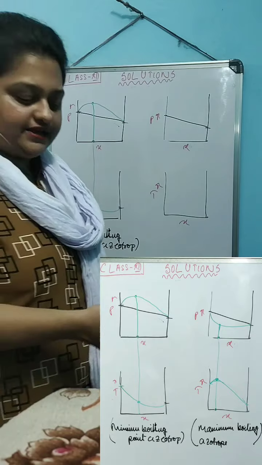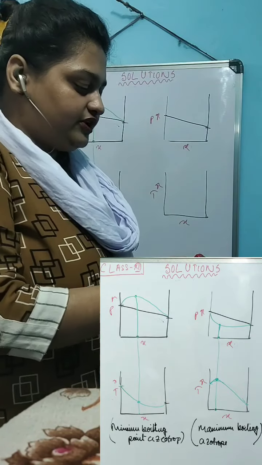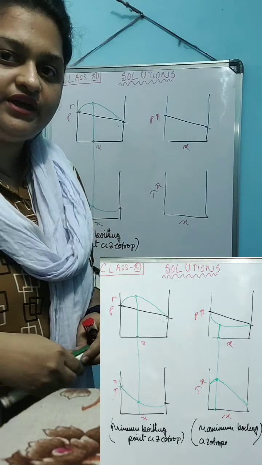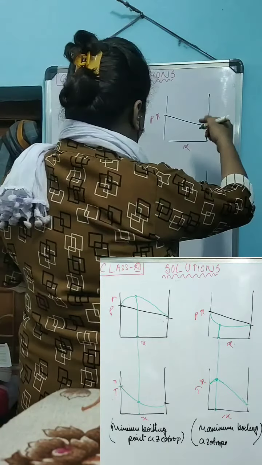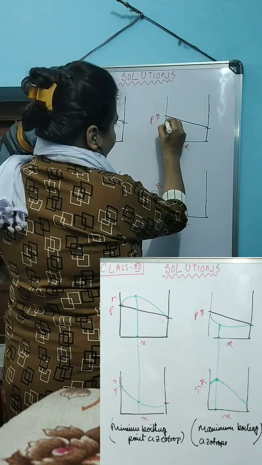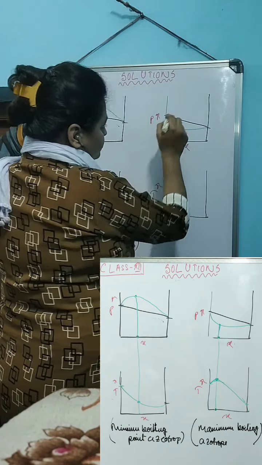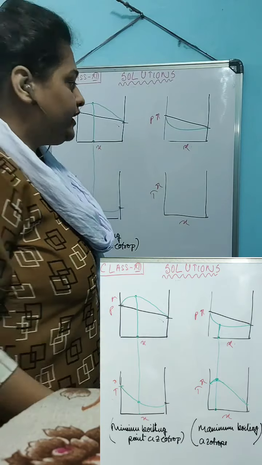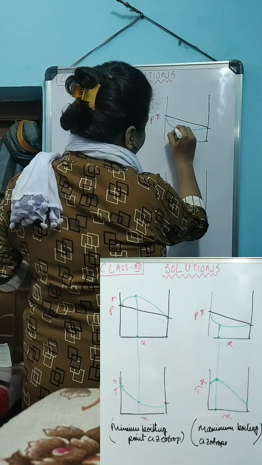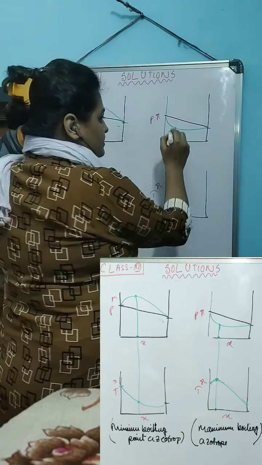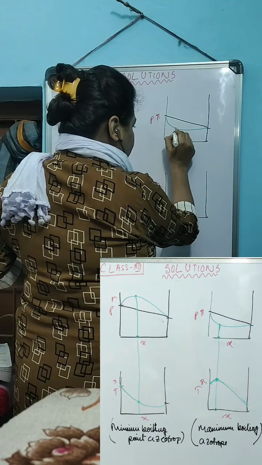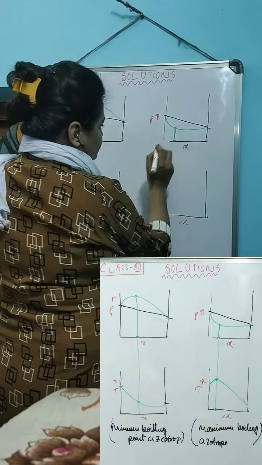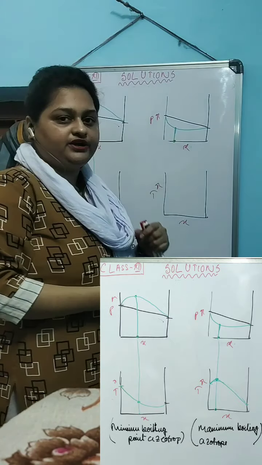Let's now look at the next point, where we are going to take an example of a solution which is showing negative deviation. For a negative deviation, the plot looks like this, where you can find a minimum point where the vapor pressure is minimum. The mole fraction at this particular ratio is represented by this point.